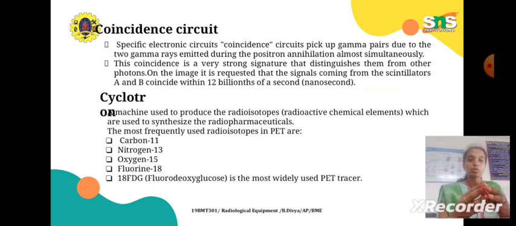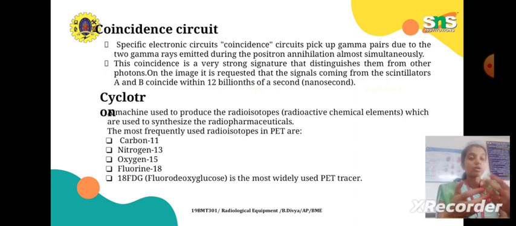Next is the cyclotron, a machine used to produce radioisotopes. The cyclotron is a machine which is used to produce radioisotopes, radioactive chemical elements, which are used to synthesize radiopharmaceuticals. Radiopharmaceuticals are the elements which you are going to inhale, or which we inject into our body. These are called radiopharmaceuticals. By using those, the radioisotopes will be produced in our body.